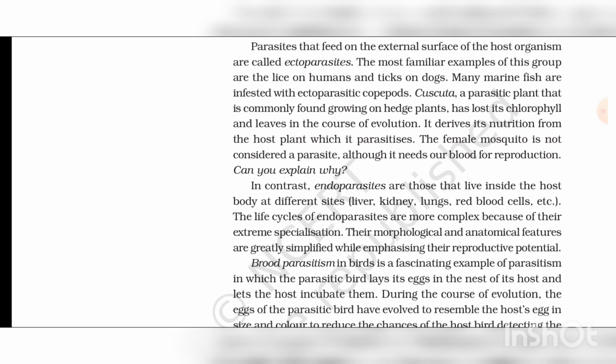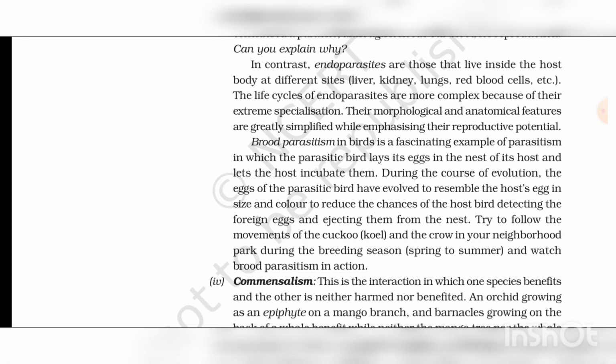Cuscuta, a parasitic plant that is commonly found growing on hedge plants, has lost its chlorophyll and leaves in the course of evolution. It derives its nutrition from the host plant which it parasitizes. The female mosquito is not considered a parasite although it needs our blood for reproduction. Can we explain why? In contrast, endoparasites are those that live inside the host body at different sites.